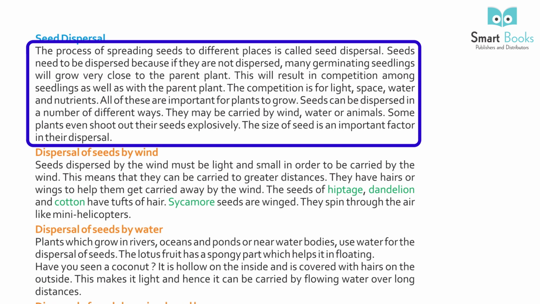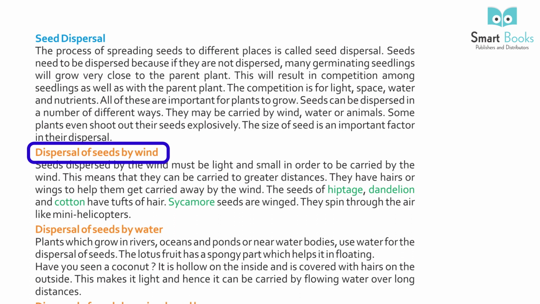This will result in competition among seedlings as well as with the parent plant. The competition is for light, space, water and nutrients. All of these are important for plants to grow. Seeds can be dispersed in a number of different ways. They may be carried by wind, water or animals. Some plants even shoot out their seeds explosively. The size of a seed is an important factor in its dispersal.